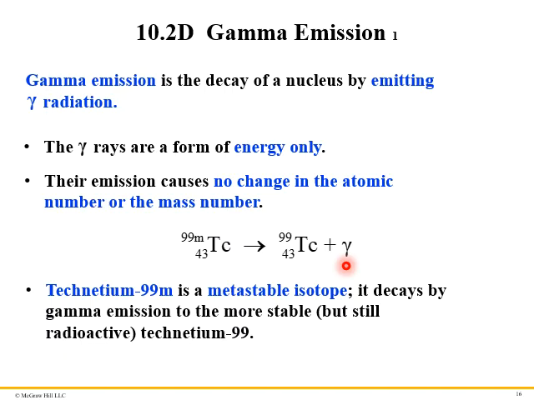Technetium-99m. The M is for metastable. That means that it's really not stable, so it needs to decay, it needs to stabilize. And it does so by emitting just pure energy. Once it gets rid of that excess energy, it does become stable.